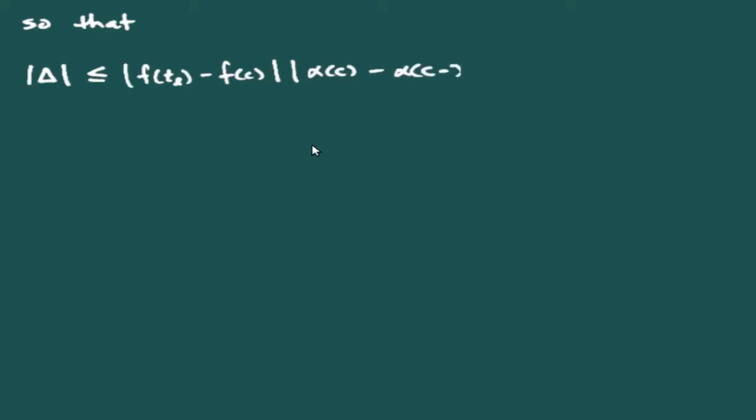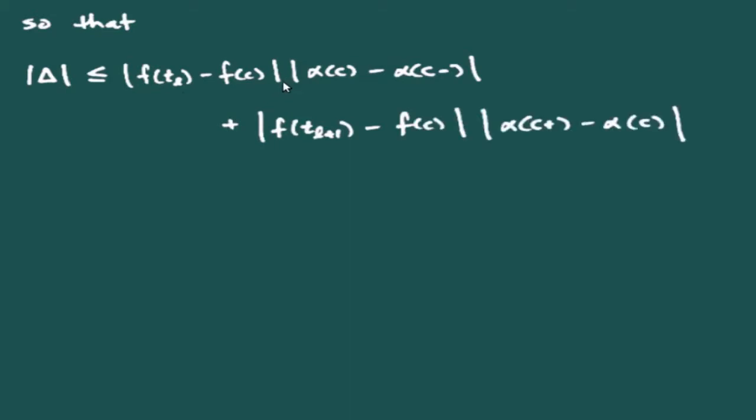So if we take the absolute value of delta, then we're going to apply the triangle inequality. The absolute value of delta is going to be less than or equal to the absolute value of f of t sub l minus f of c times alpha of c minus the limit as alpha approaches c from the left, plus f of t sub l plus 1 minus f of c times the difference of the limit as alpha approaches c from the right and alpha of c.